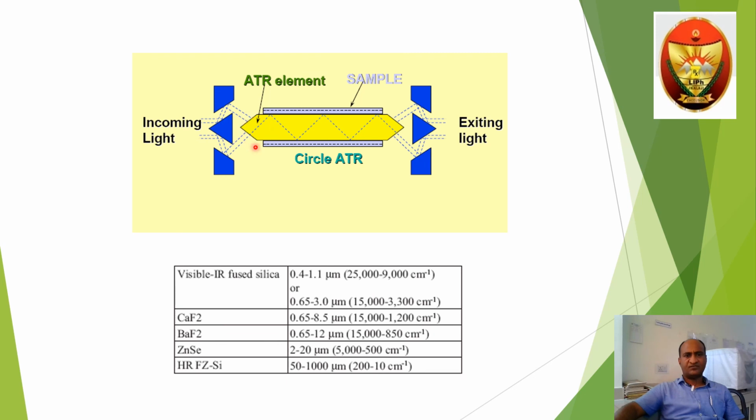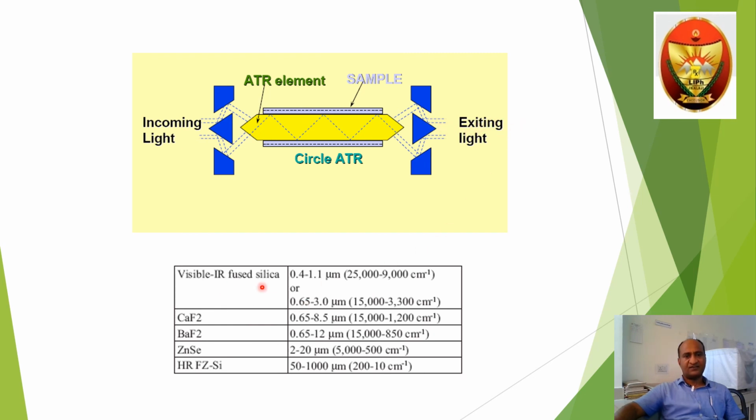In this figure, the yellow color is the ATR element, and this is the sample, and from the IR source there is incoming radiation. It may be from the Michelson interferometer. It strikes, lots of internal reflectances take place, and the evanescent wave causes absorption by the compound, and the exiting light will reach the detector.